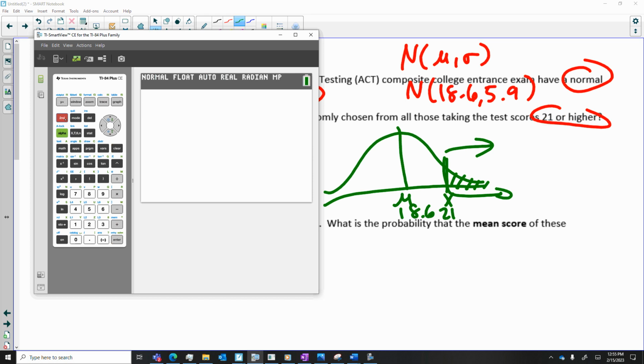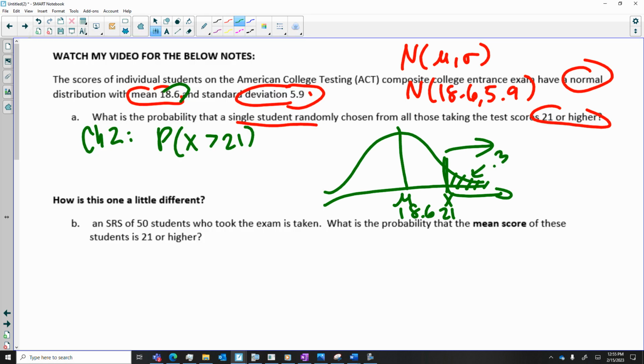If I did normal CDF, my lower bound would be 21. My upper bound is going to be infinity. My mean is going to be 18.6. My standard deviation is going to be 5.9. I'm going to get my answer for my probability. So I get 0.342. Okay, that is the answer for the probability.